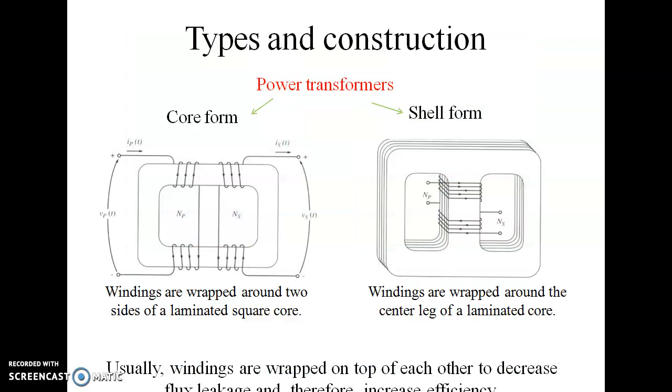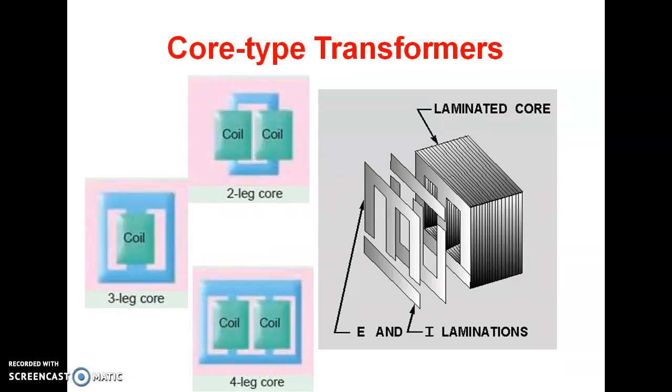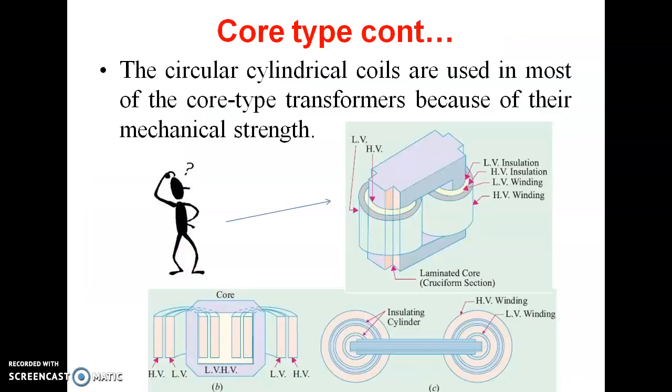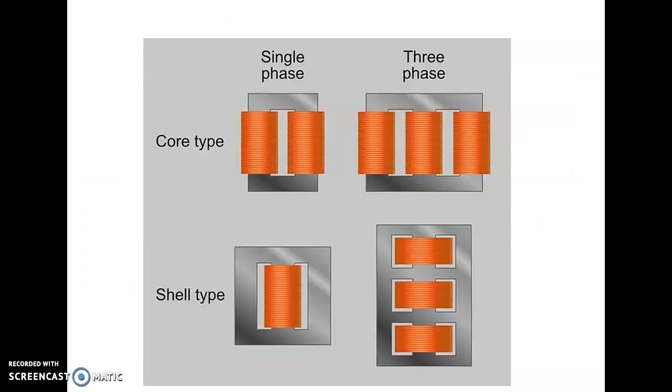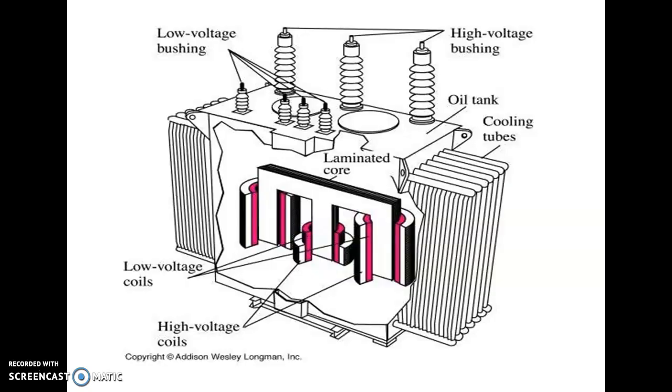Core type windings are wrapped around two sides of a laminated square core. In shell type, windings are wrapped around the center leg of a laminated core. This is the structure of core type transformers, and this is the shell type transformers. Again, in this core type, shell type, single phase, three phase.